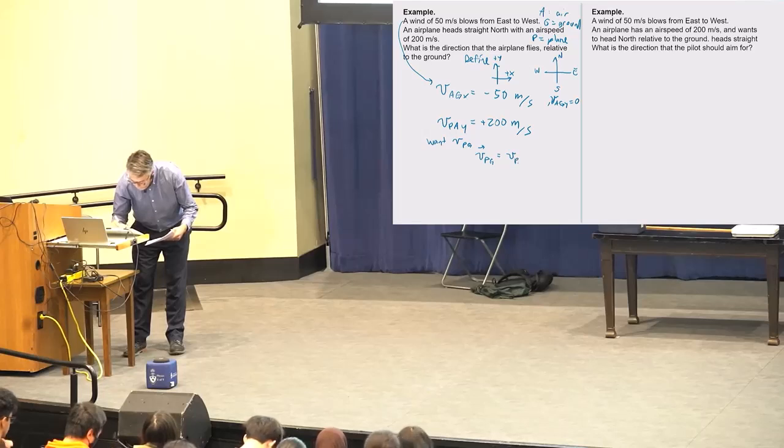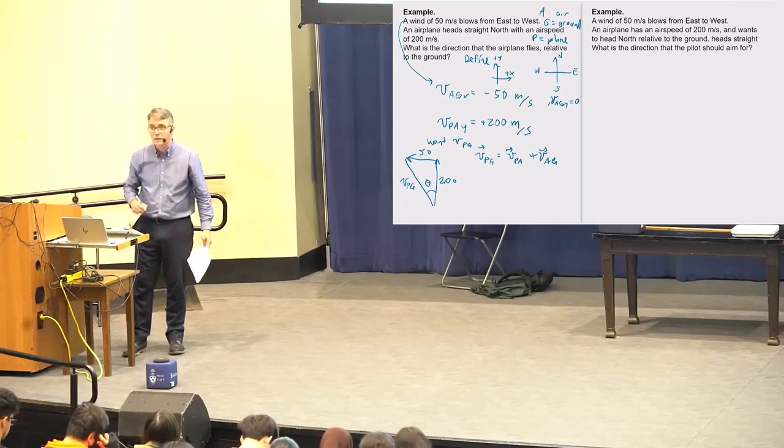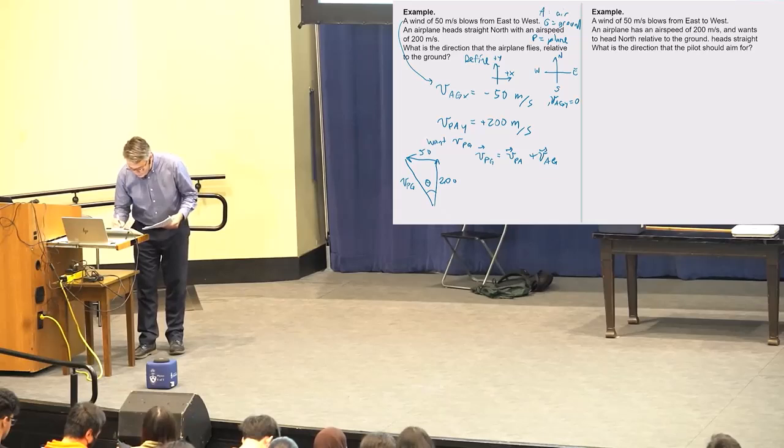The way I would draw it here, I would say the V_PG vector is equal to V_PA plus V_AG. So I would draw it kind of like this. Here's your 200, here's your 50, and this is the velocity of the plane relative to the ground. So it's getting thrown off to the west by some theta. And the question is, what is the direction?